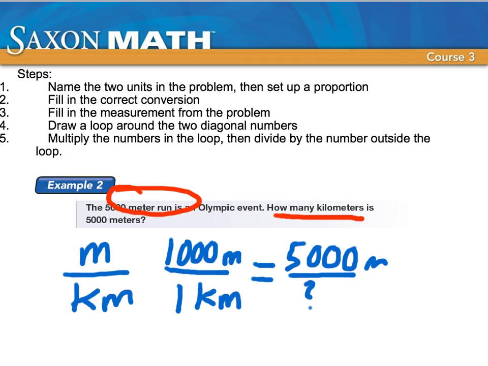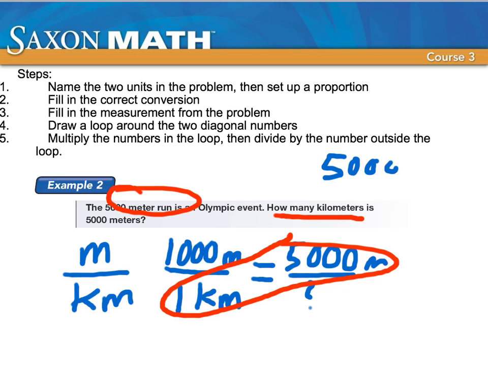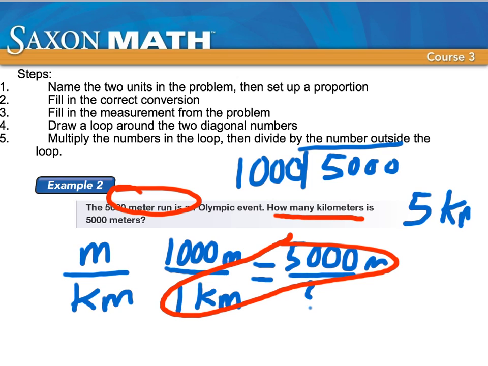Switching to red again. Step 4, make our loop around the 2 numbers we know. And step 5, we are going to multiply the numbers that are in the loop. 5,000 times 1 is just 5,000. Then I'm going to divide by the number outside the loop. So I'm going to take 5,000 divided by 1,000, and that is just 5. Again, my label should answer the question here. It's how many kilometers, and it should also be on the same level as my question mark. The same level as my question mark is kilometers. So it's 5 kilometers.